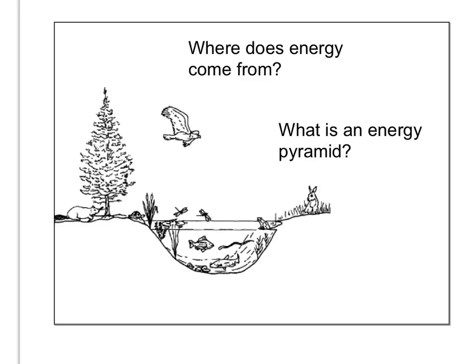So in terms of energy flow through an ecosystem, first we need to identify where the energy comes from, and then in order to understand energy in an ecosystem, we'll be learning about a figure called an energy pyramid.